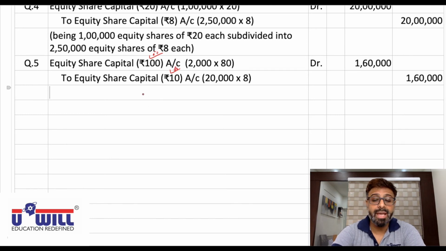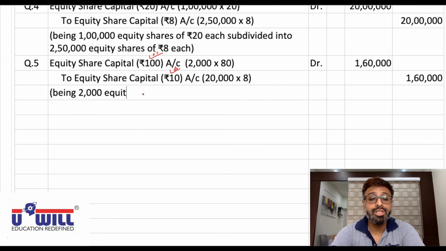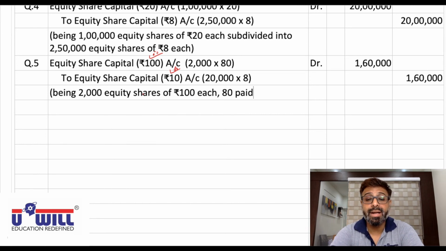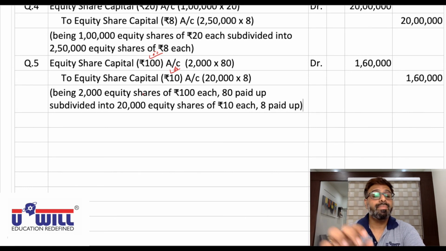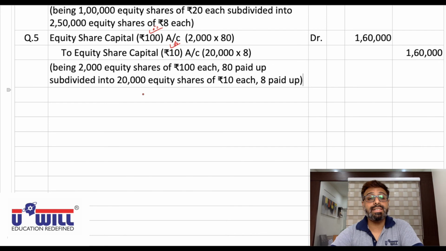Okay, being 2,000 equity shares of rupees 100 each, comma 80 paid up, subdivided into 20,000 equity shares of rupees 10 each, comma 8 paid up. So I hope everyone is clear with this concept.